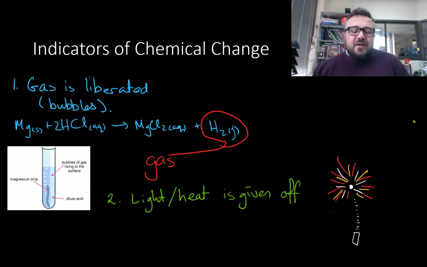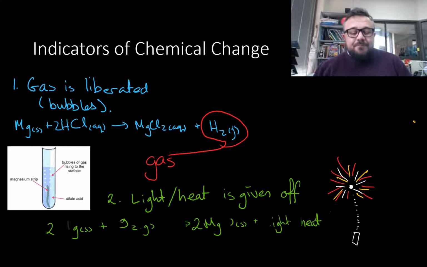The other one, as we can see, is light or heat given off. And that's a little firework down there, just in case you couldn't work that out. For example, when we have solid magnesium and we react it with oxygen, we get magnesium oxide plus light and heat. This is a really common experiment that is often done in high school classrooms everywhere. It's where you get the magnesium strip and you heat it in the Bunsen burner until it sets on fire, and then you get the bright flames, and away we go. If you do that, don't look directly at it. It's not good for your eyes.